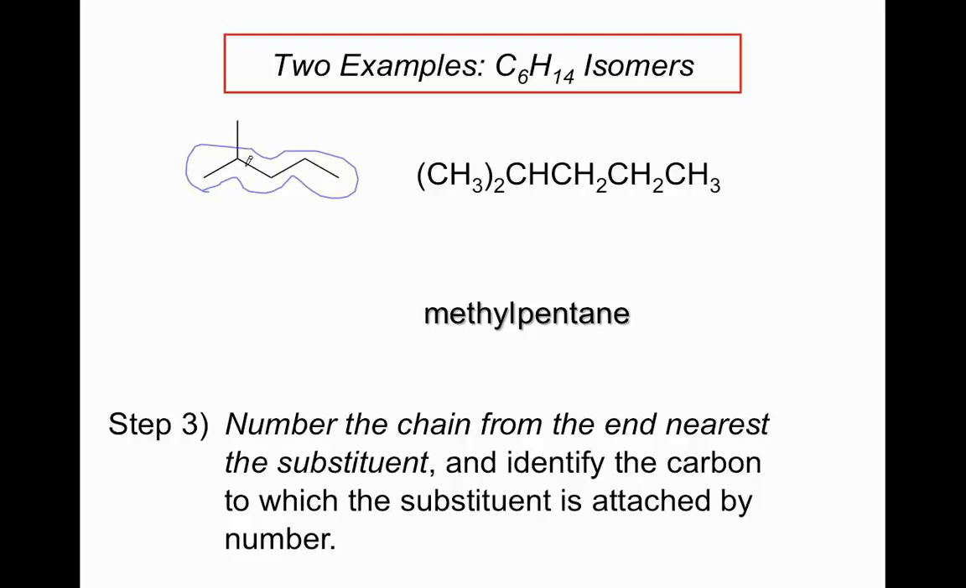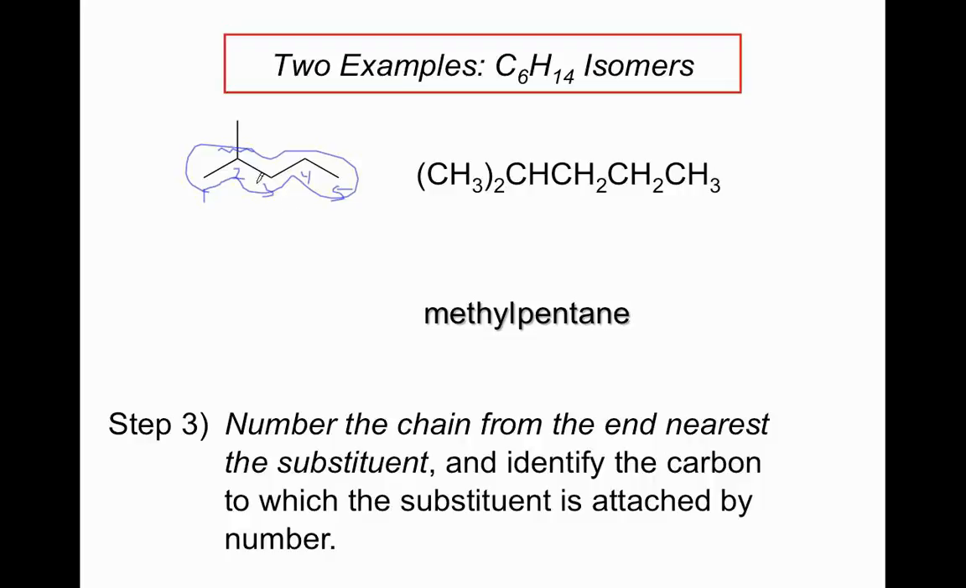Now we're going to number the longest chain from the end nearest the first substituent. Well, the substituent is right here. We'll indicate it with a little squiggle coming off. This substituent is closest to the left side of the molecule, furthest from the right side, so we start numbering from the left side. So we'll put a 1 here, a 2 here, a 3 here, a 4 here, and a 5 here.